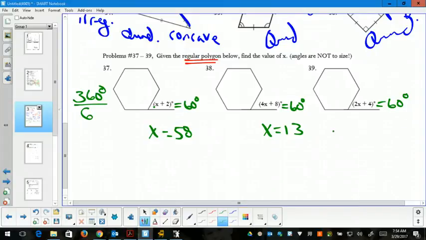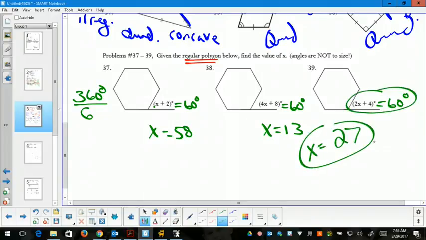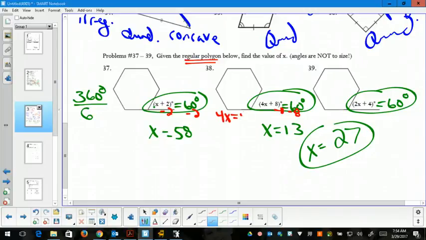54 divided by 2. So all I'm doing now that I have these equations is solving by subtracting and dividing, or just by subtracting. How did I get x? So here I subtracted 2 from both sides. Here I subtract 8 from both sides, and then I get 4x equals 52, and I divide by 4. Here I subtract 4 from both sides, and I get 2x equals 50.